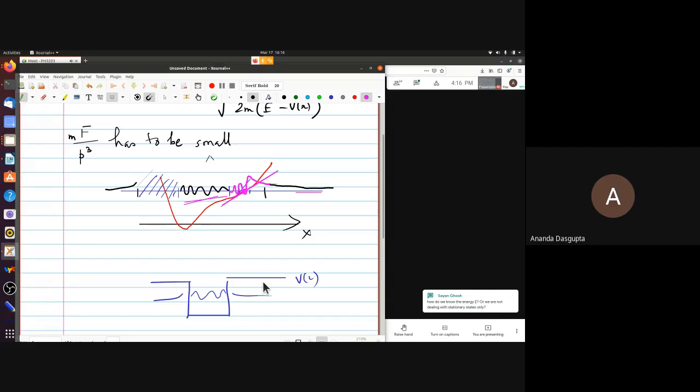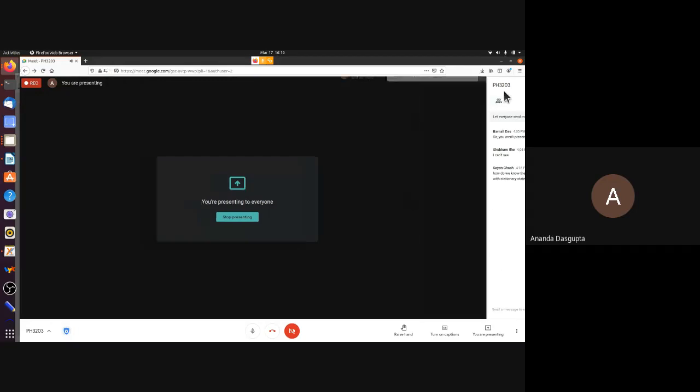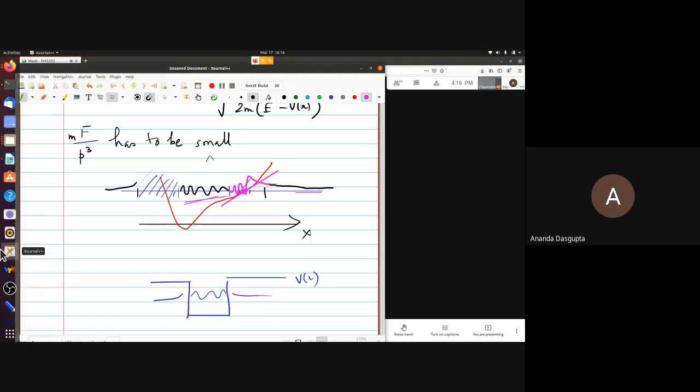How do we know the energy E? Or are we not dealing with stationary states only? Well, actually, no. We are dealing not only with stationary states, we are also dealing with scattering states here. That is, tunneling problems, for example, can be solved by the same method. But all of these are energy eigenstates.